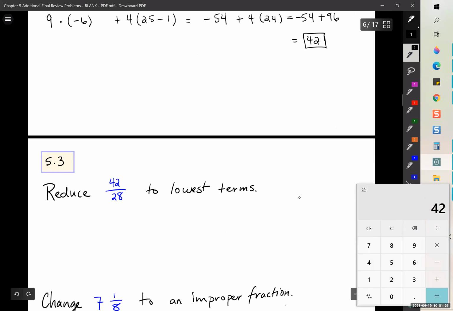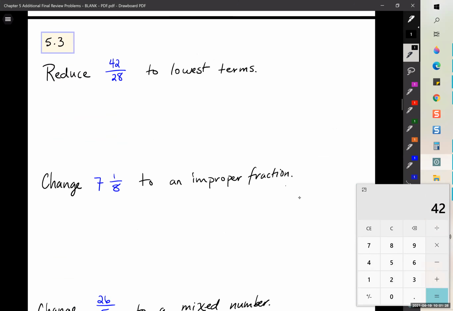Okay, now next up is 5.3. You're working a lot with fractions, so we are asked to reduce 42 to lowest terms. You can just gradually reduce till you get it simplified, but if you want a way that will always work, you could write the prime factorization of both and then cancel any common terms. So approach whatever method you prefer. I'll do the prime factorization method.